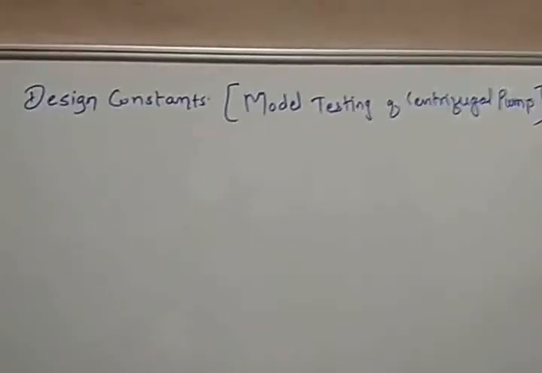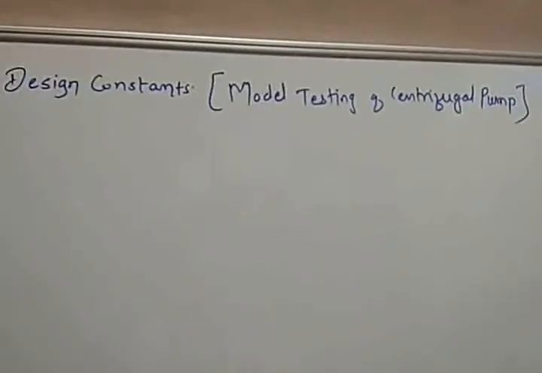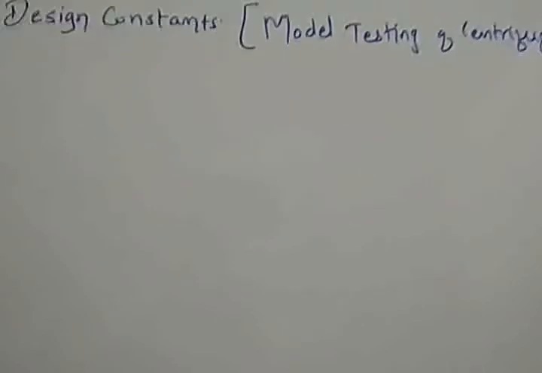Now we will see various design constants or the model testing of a centrifugal pump. Whenever we manufacture any large size pump, their models are made. These models will be tested and the performance of the prototype will be predicted. So the complete similarity between the model and the actual pump, that is the prototype, will exist if the following conditions are satisfied. So what are those conditions? We'll see now.